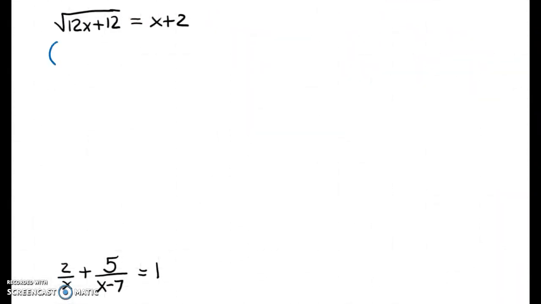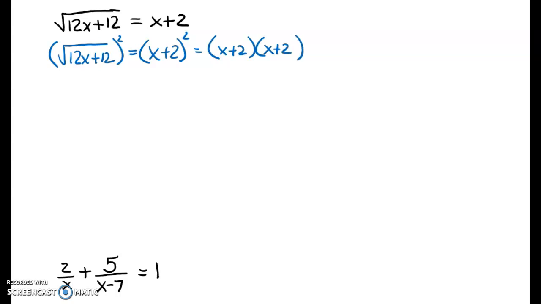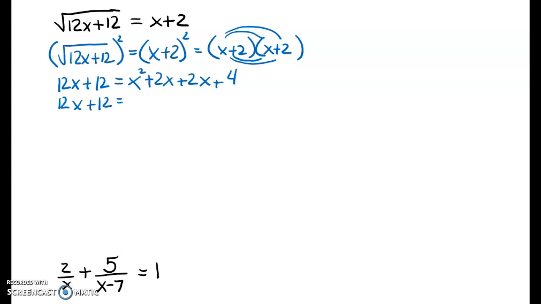So let's square both sides again to get rid of our square root. And remember, we have to check our answers. But this time we're going to square a binomial. So when we square this binomial, it looks like this. We have to FOIL. So we get 12x plus 12 equals, when I do this, I get x squared plus 2x plus 2x plus 4. So 12x plus 12 equals x squared plus 4x plus 4.